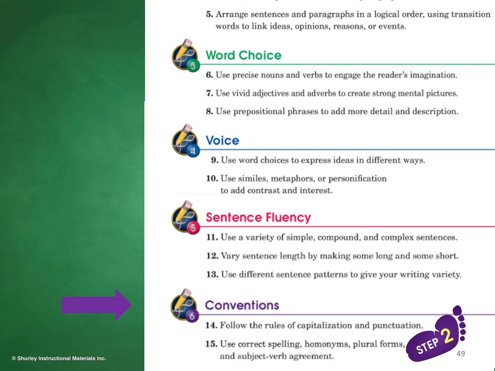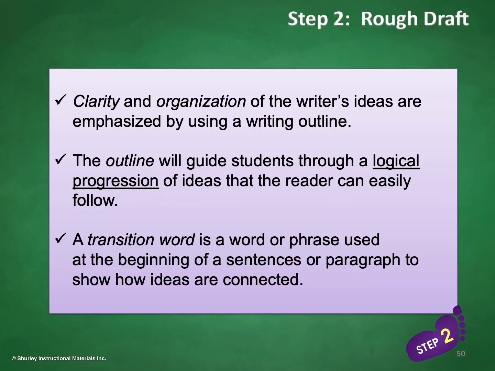The sixth trait of effective writing is conventions. Here, students will focus on using correct capitalization, punctuation, spelling, homonyms, plural forms, subject-verb agreement, and grammar. Clarity and organization are major goals during this step of the writing process.